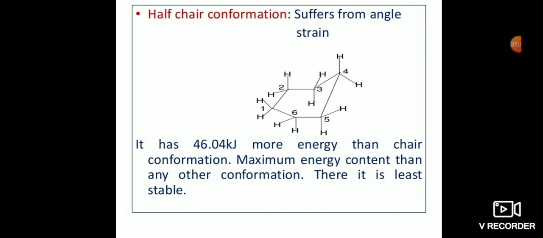And here we have half chair conformation, number 4. This conformation has maximum energy, and that's why this conformation is least stable of these four. So this way we have discussed each and every form, and this is very important for your examination. You may have a question from this, and you need to describe each and every point with its structure.